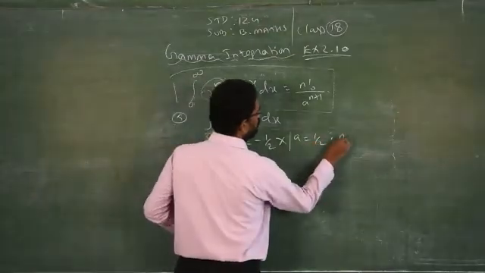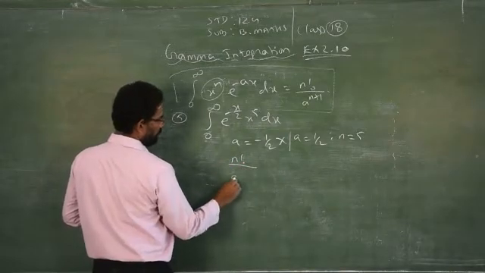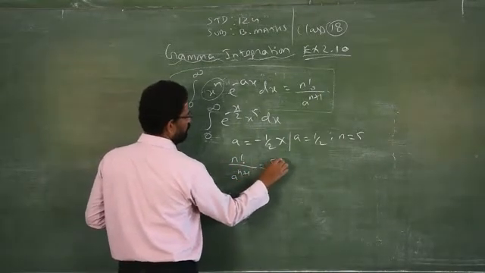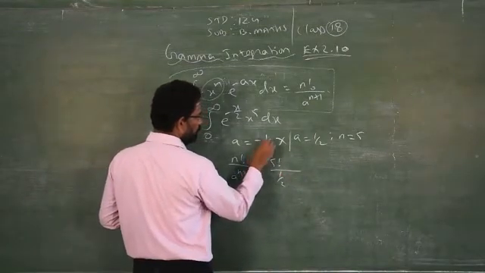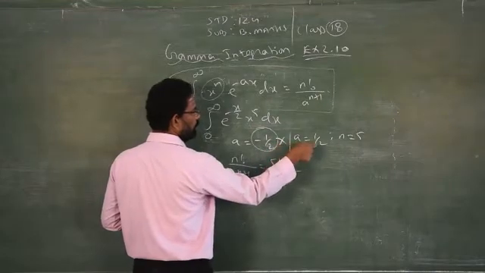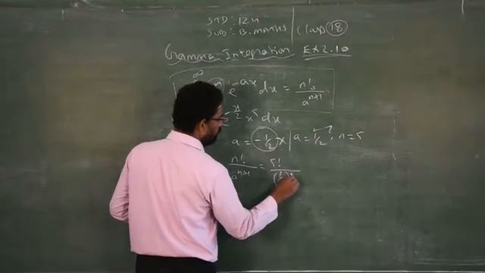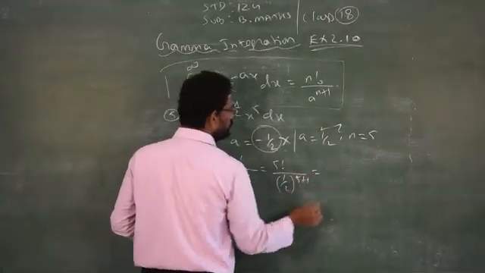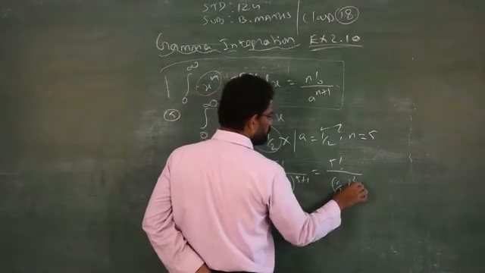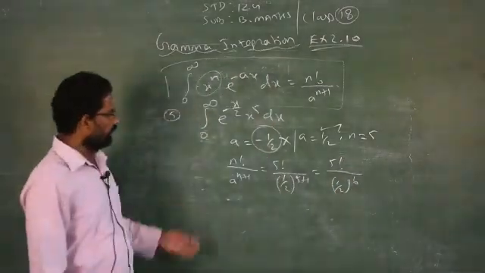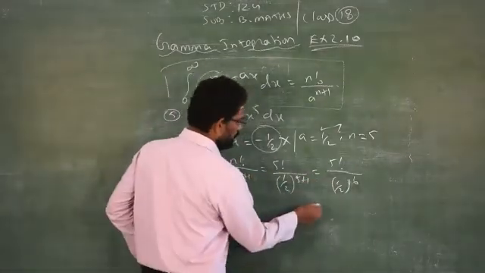n is equal to 5. Then the same formula, n factorial by a power n plus 1. What is our n? 5 factorial by a, where a is 1 by 2. Don't take minus 1 by 2, this is wrong. You have to take only 1 by 2. 1 by 2 power 5 plus 1, which will give you 5 factorial by 1 by 2 power 6. If you simplify, you can write it, otherwise you can leave it as it is. Clear? So what will be the answer?